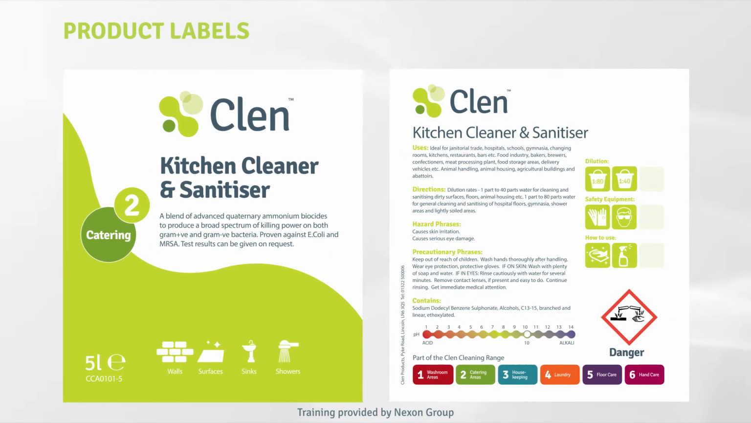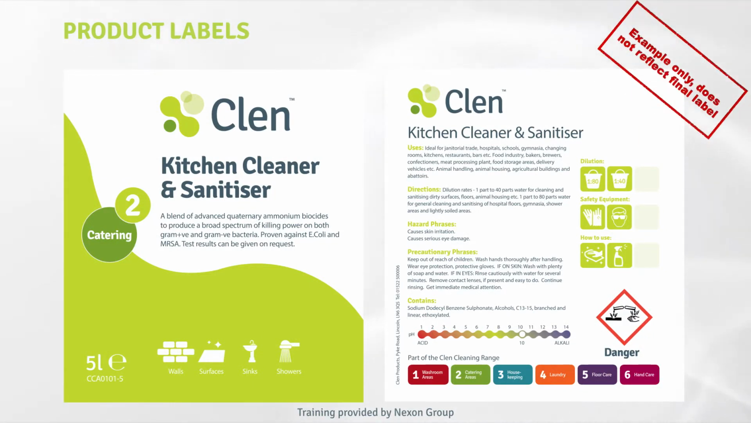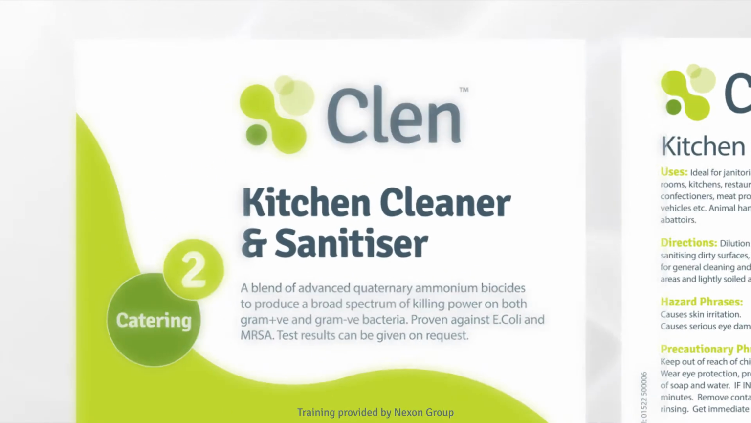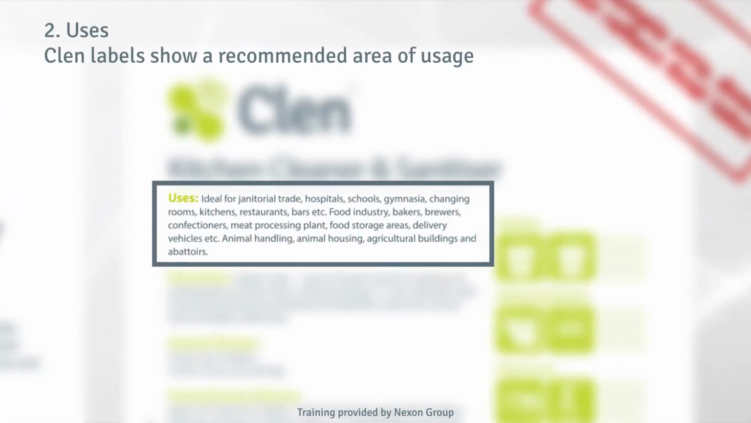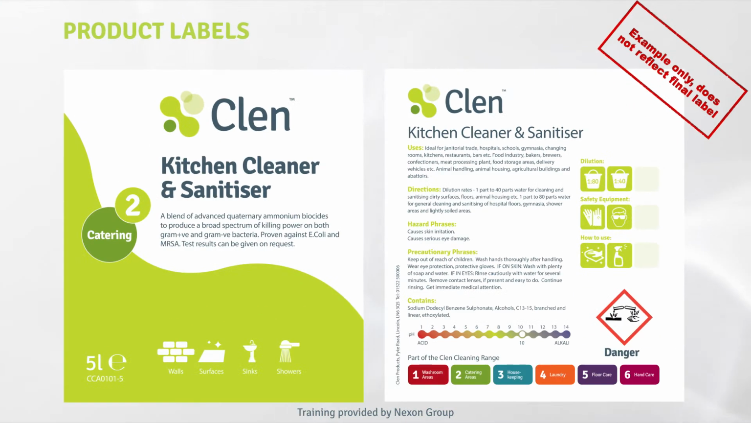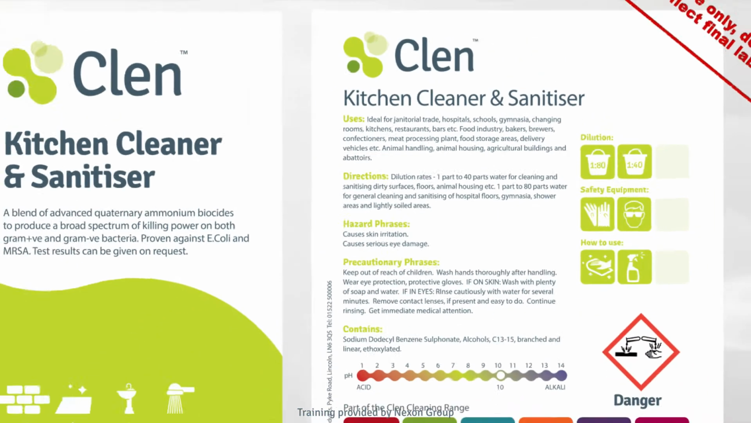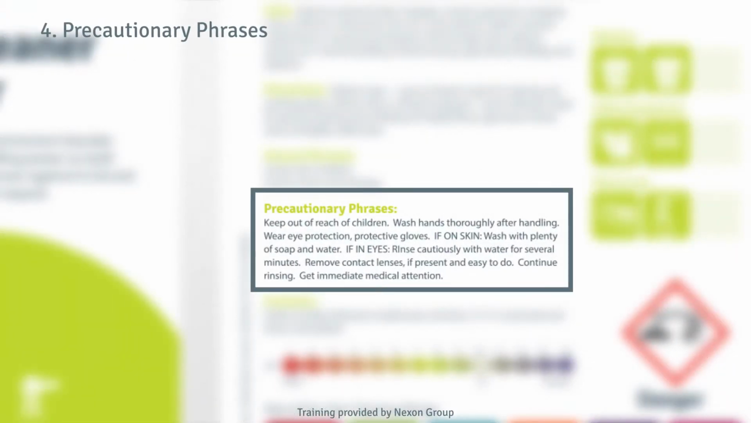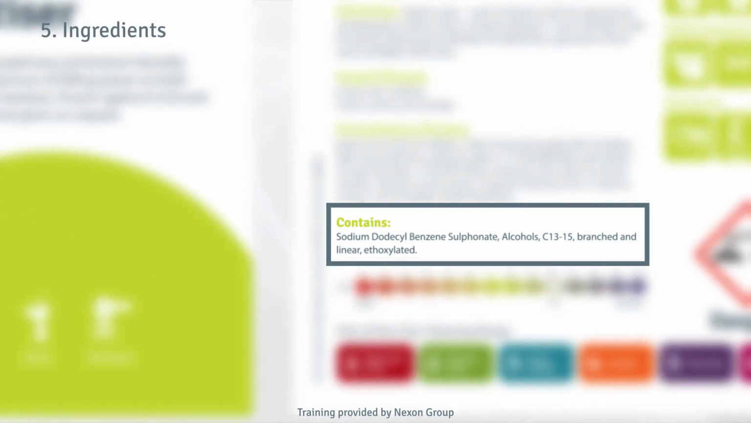Here we will show you how the new labels will be constructed. Please note this label does not represent the final label and is for example purposes only. Here is the product identifier, the name of the product. Here we show the recommended uses of the product. Here we show the hazard phrases as identified under CLP. Here we show precautionary phrases. These are the recommendations for precautions you should take when using the product. Here we show any hazardous ingredients we are required to identify under CLP.